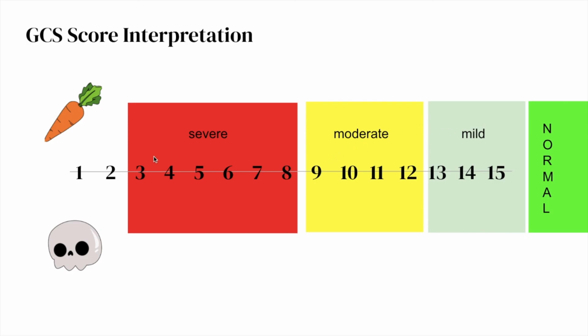Moving over to severe, the red highlighted area on the left, that is considered a score of 3 to 8, while anything less than a 3 is considered a vegetable or vegetated state. I know it's a little morbid, but I put a carrot because someone in this score range is going to be a vegetable or they're going to be dead.